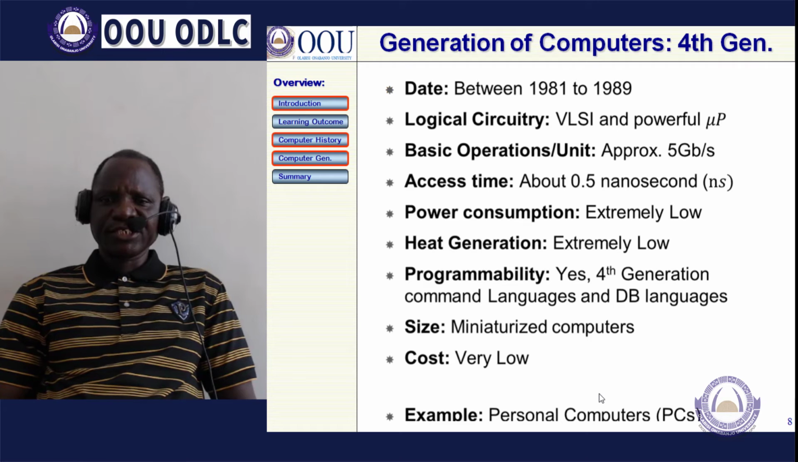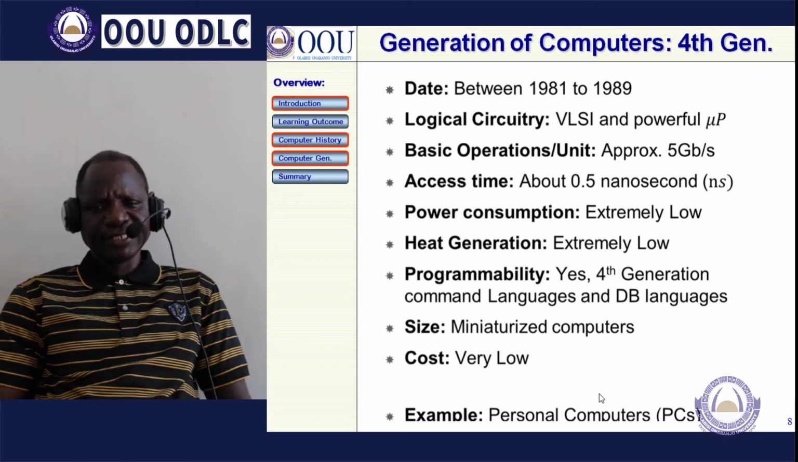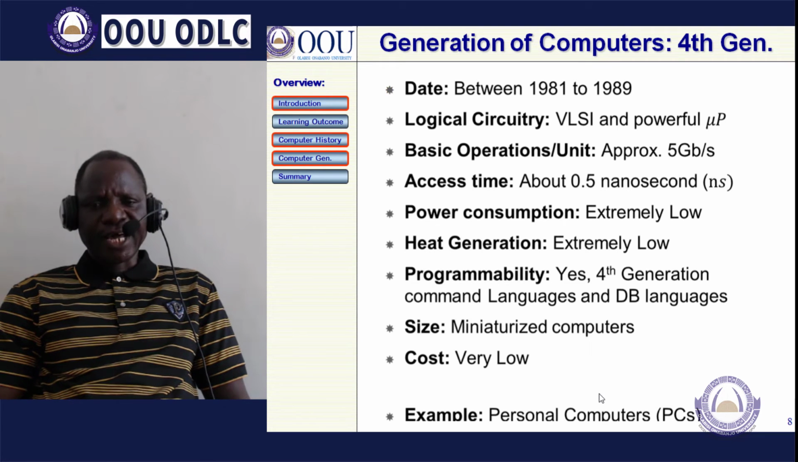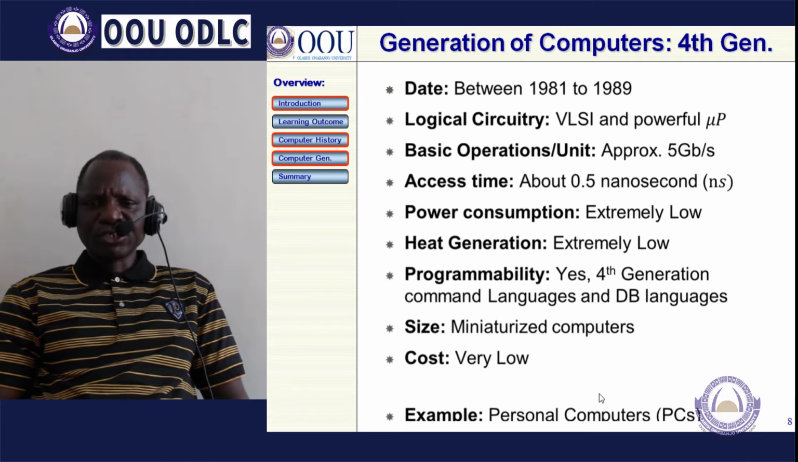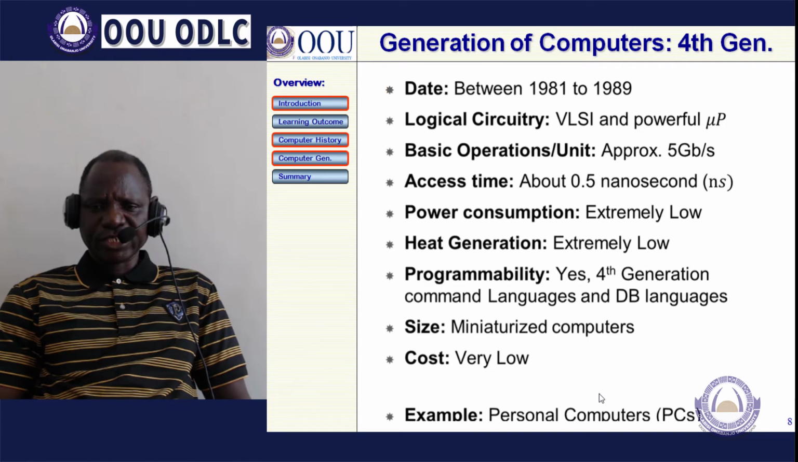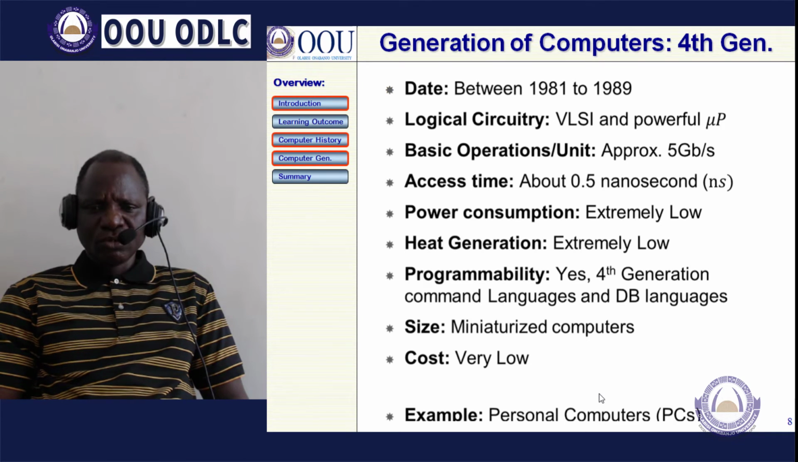Talking about the fourth generation computers, they came into being between 1981 and 1989. Their technology was made up of very large scale integration and powerful microprocessors. The basic operations per unit is approximately 5 gigabits per second, while the access time is about 0.5 nanosecond. In terms of power consumption, they are quite efficient. The power consumption is extremely low and the corresponding heat generation extremely low.